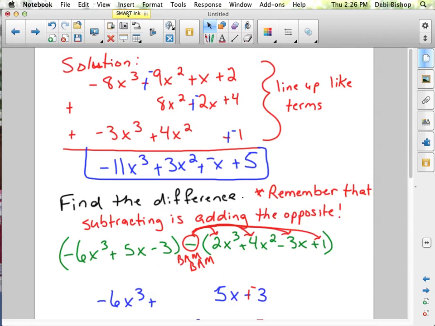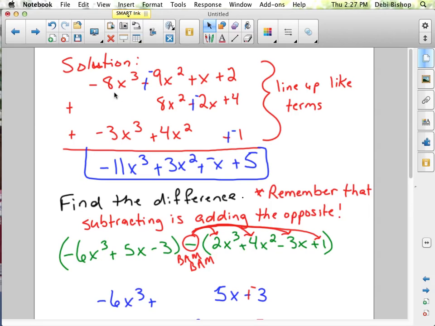All right, so let's find our solution. So you can see our solution, and I lined everything up. Now remember, when I do this, they were not all in order, so I had to put them in order. And I'm going to show you a little gap here. So here you can see negative 8x cubed plus a negative 9x squared plus x plus 2. And then you're adding on 8x squared plus a negative 2x plus 4.